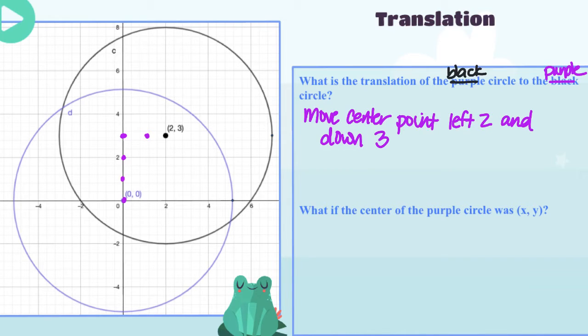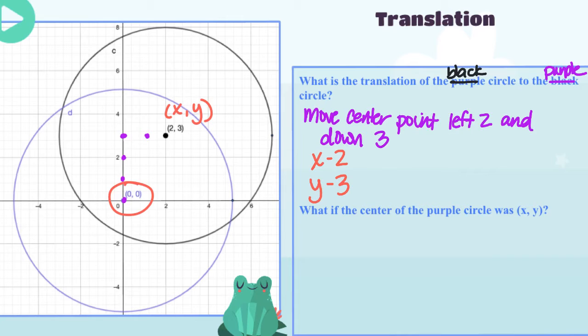Notice that 2, 3 is an ordered pair that represents x, y. So if we were to write this as a translation, we could say that this would be x minus 2 and y minus 3. And that would get us back to 0, 0, because 2 minus 2 is 0, and 3 minus 3 is 0.